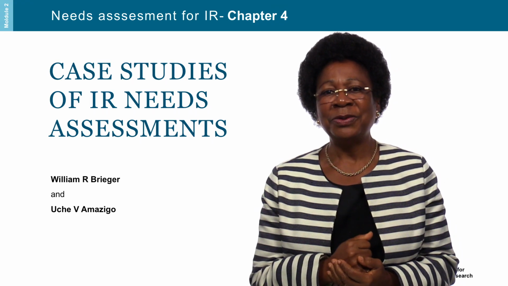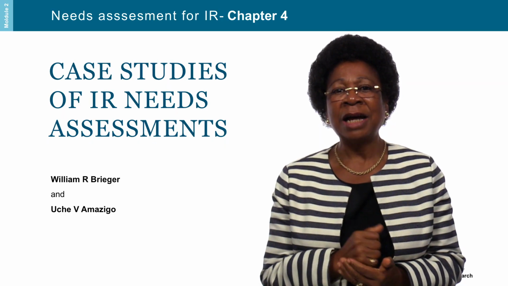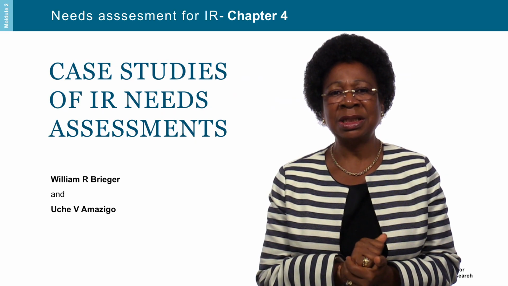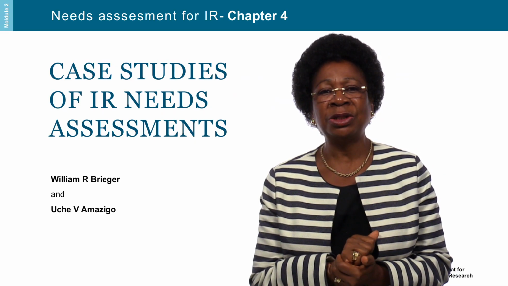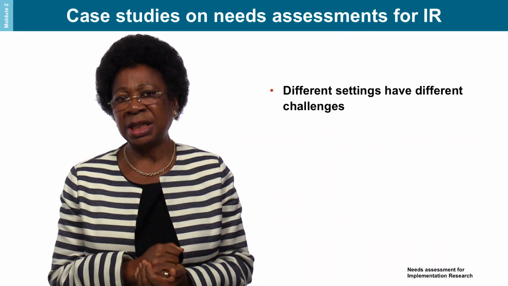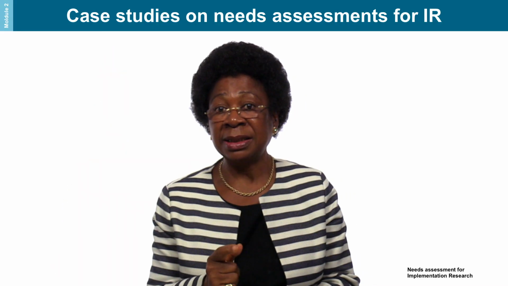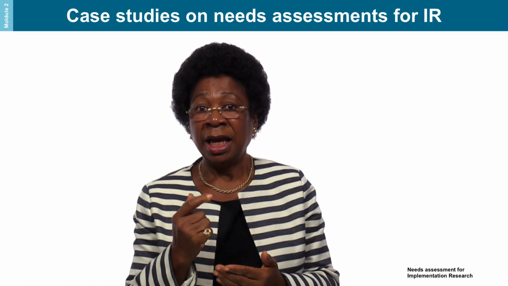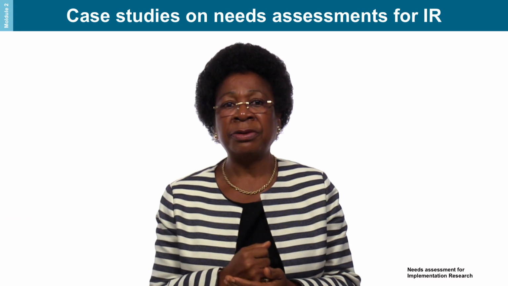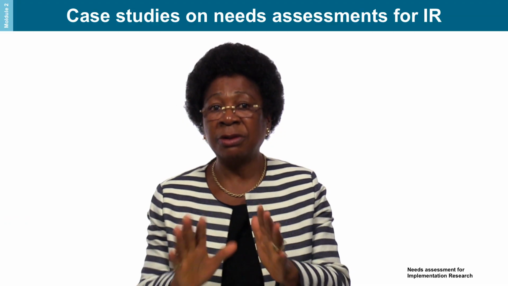In this chapter, we will share a few implementation research case studies and will try to stress the importance of needs assessment in designing control and elimination programs in different settings. Different settings have different challenges. As we mentioned in the previous chapter, these settings include community, health facility, worksite, and schools in urban and rural areas. These are different geographical settings across the country.